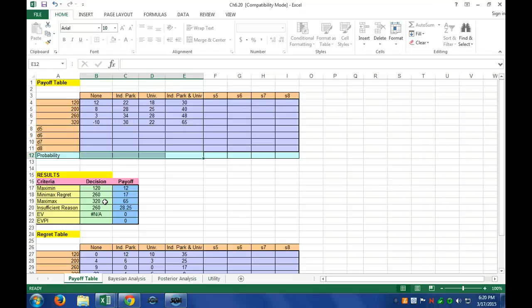So basically, maybe I could throw out the 200-room hotel. No criteria is leaning me that way. But if I'm focused on regret, then build the 260. If I'm focused more on just chaos, maybe build the 120. And if I'm aggressive, maybe build the big one, the giant one.